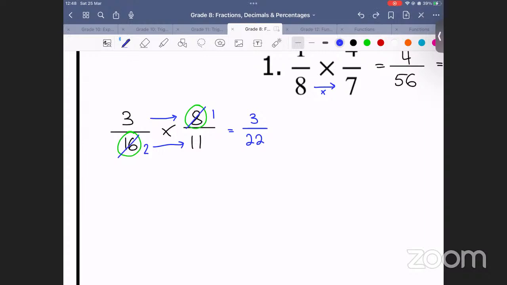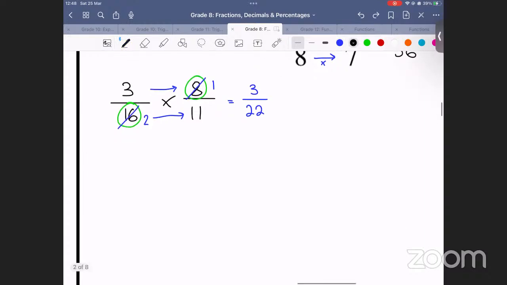Okay, so now let's do another example. Let's do 14 over.